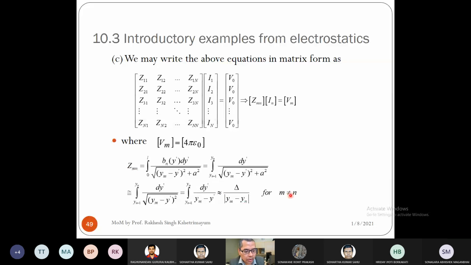This is for the case when m is not equal to n. That is for the off-diagonal elements of the matrix, like Z_12 and so on. There are some issues with the diagonal components. We'll discuss that in the next slide.